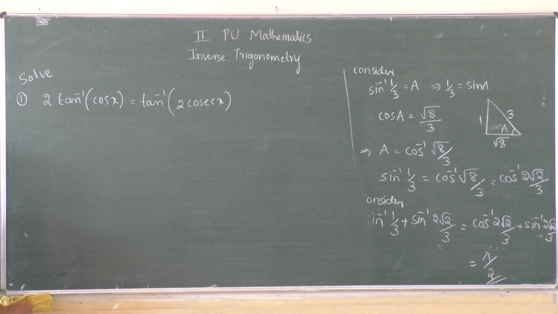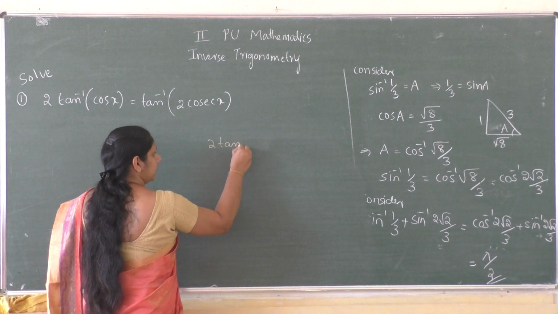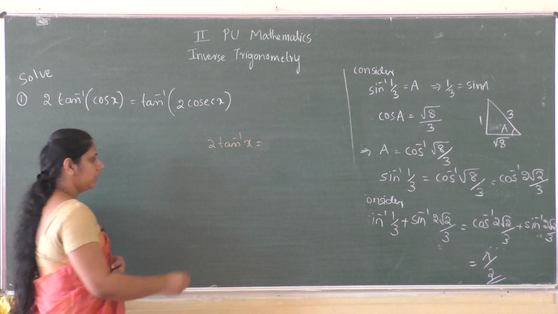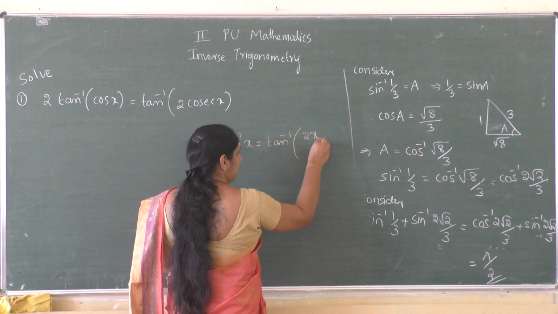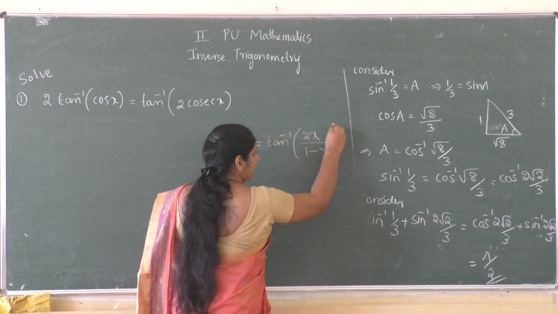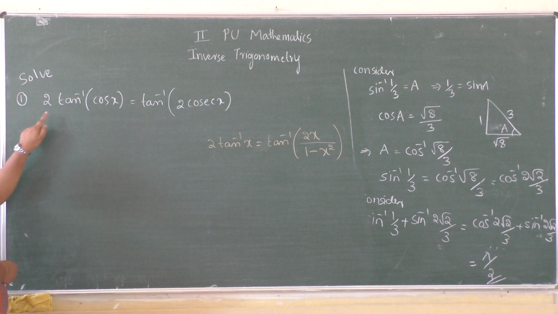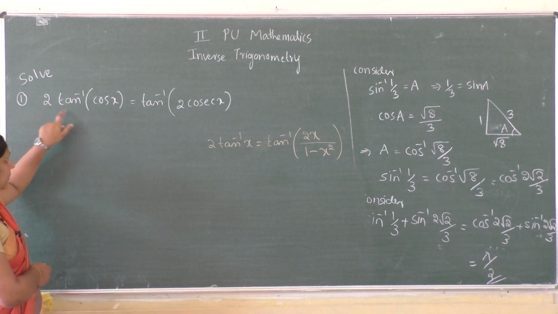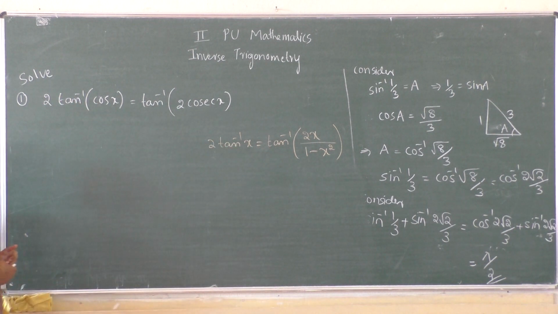See, left side term is of the form 2 tan inverse x, right? So we have one of the property, 2 tan inverse x is tan inverse 2x by 1 minus x square. It is one of the property, right? So for the left hand side you can use this formula, that is in the place of 2 tan inverse of cos x you can use this formula. Here solve means you have to find the value of x.